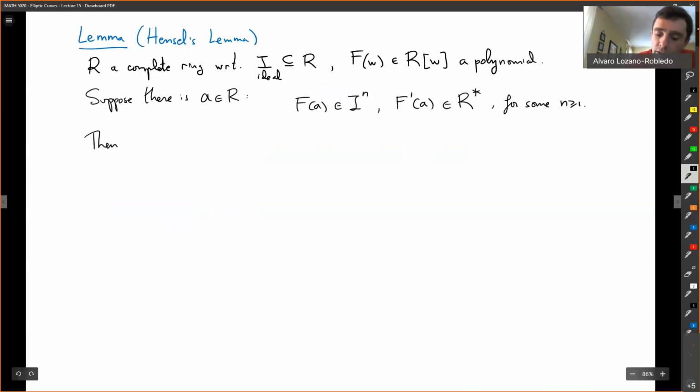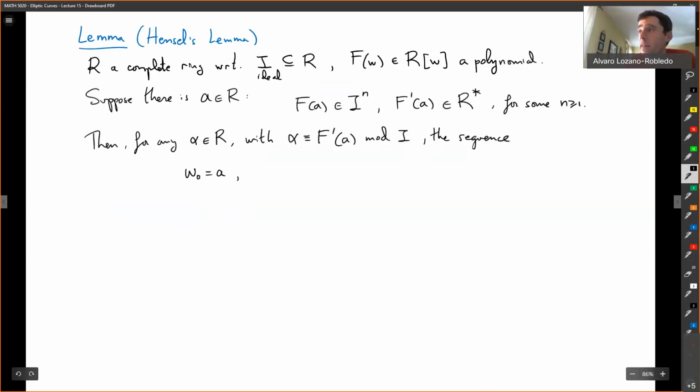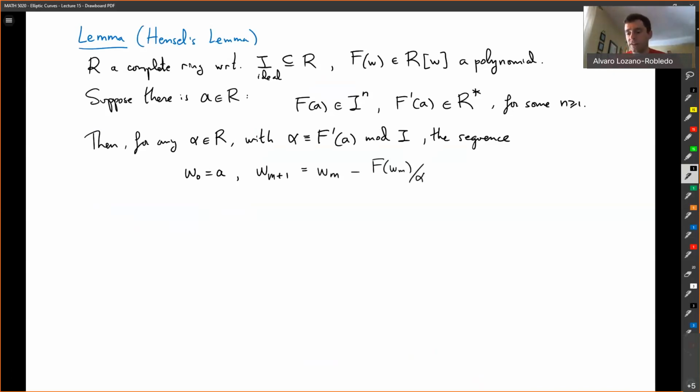Then for any alpha in R such that alpha is congruent to f prime of A modulo I, the sequence that starts with W0 is A, and then recursively define W(m+1), let's call it the counter M, is going to be Wm minus f of Wm over alpha. Alpha is congruent to a unit modulo I, so it is invertible.